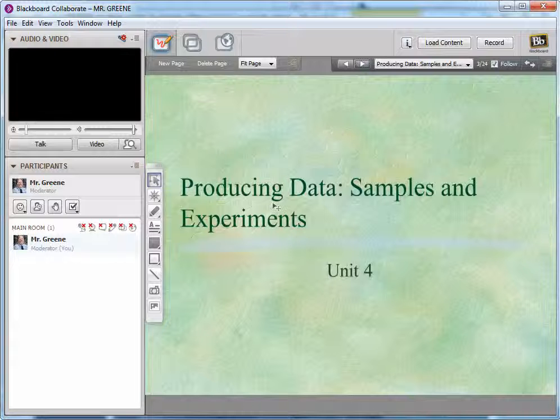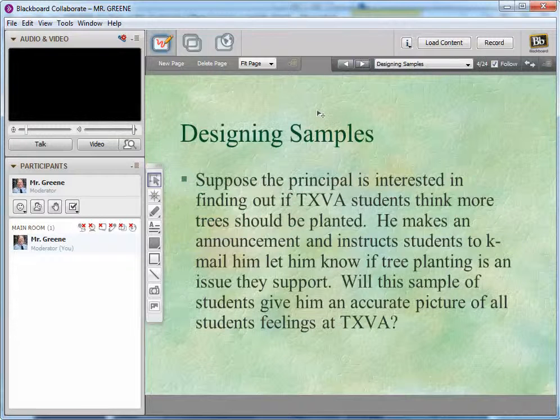First of all, we're going to be producing data, samples, and looking at experiments and things like that. This is out of Unit 4, so I want to make certain I'm covering a couple of things. When we're designing samples, let's just look at an example here. It says, suppose the principal is interested in finding out if TXVA students think more trees should be planted. He makes an announcement and instructs students to K-mail him to let him know if tree planting is an issue they support. Will this sample of students give him an accurate picture of all the students' feelings at TXVA?